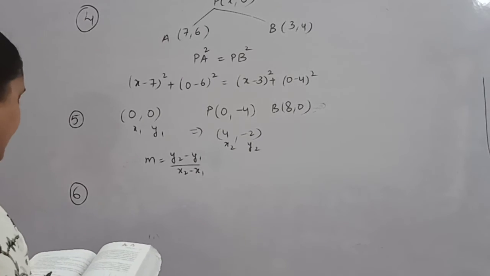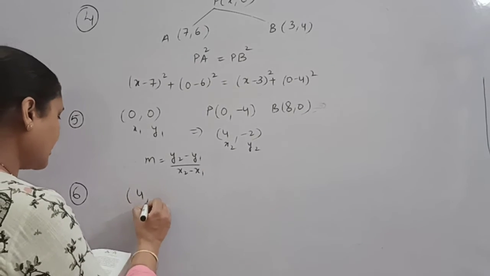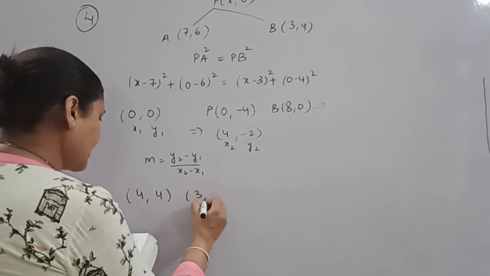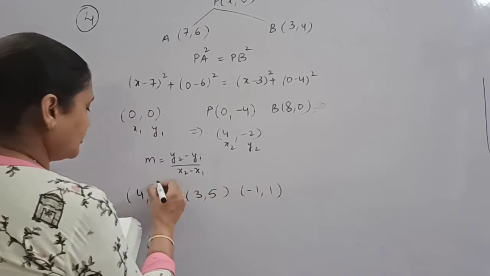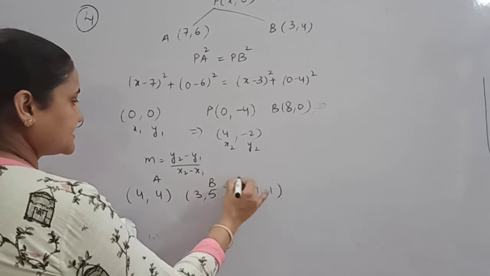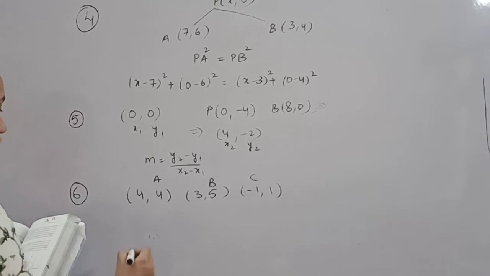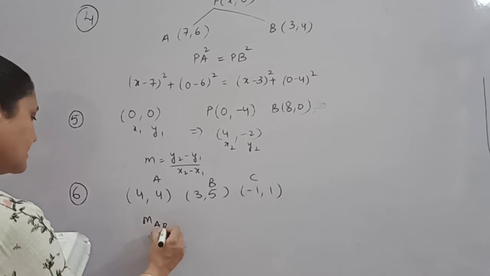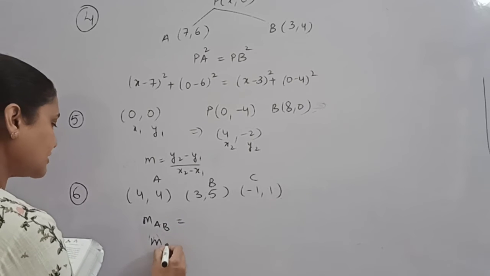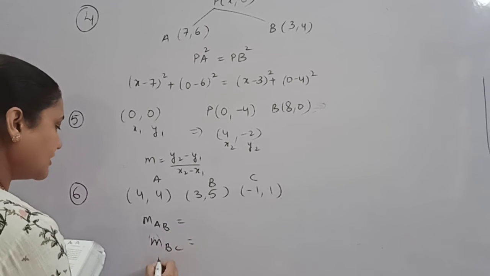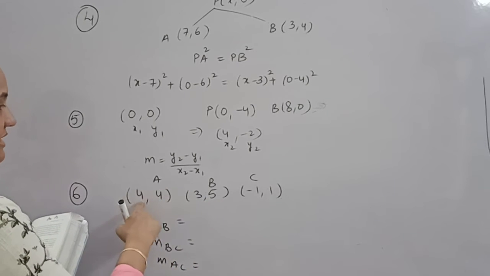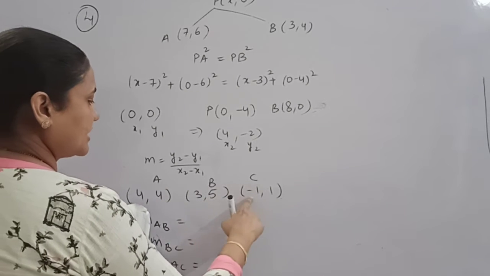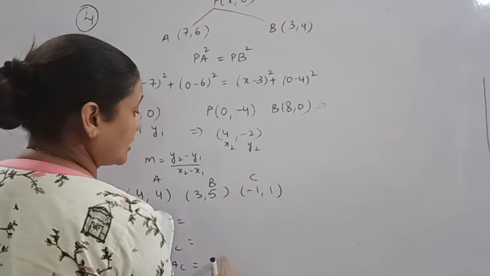Without using the Pythagoras theorem, show that these are the vertices of the right angle triangle. Now how you have to do? Suppose this point is A, this is B and this is C. You find out the slope of AB, you find out the slope of BC, you find out the slope of AC. How? y2 minus y1 upon x2 minus x1. Find the slope of all three.